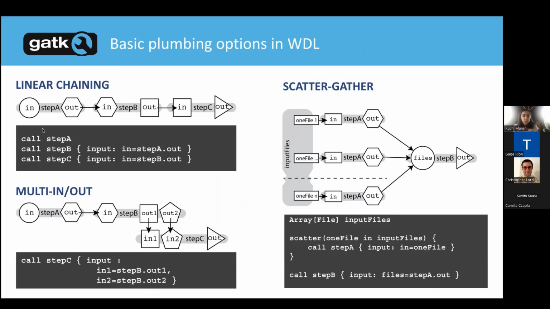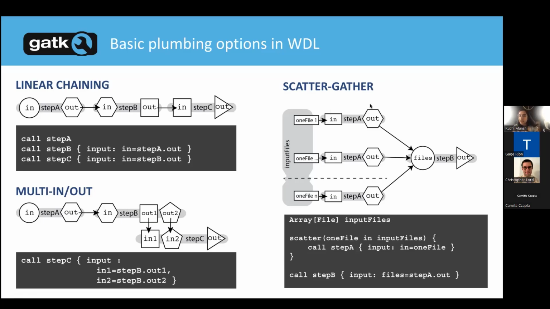What that actually looks like in WDL is shown here in these black boxes. So if you just want to call one single task, you say, hey, call task name step A. And then when you call the next task, you have to specify that the input of it has to come from the output of the previous task. So this is the general syntax you would use in the language. The multi-in out example is more like saying, sometimes you need to run 2 steps and consolidate their outputs into the next task. So that's the example showing here.